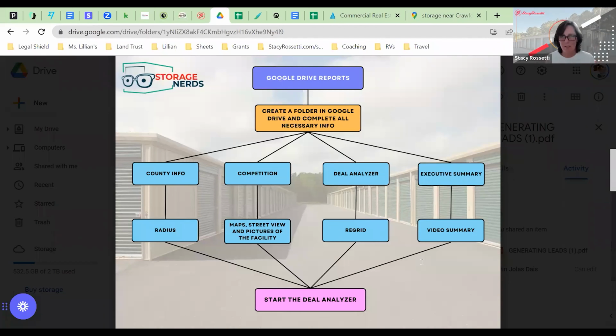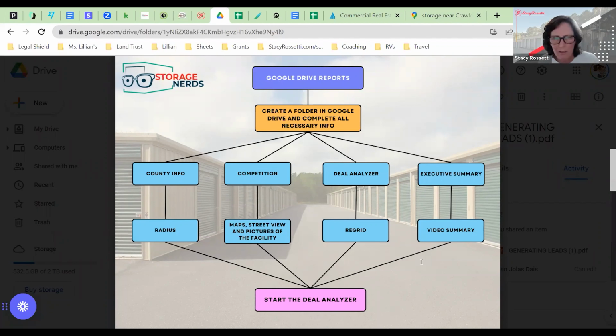Okay, I won't go in deep into that now, but essentially all the information that you need in order to run deal analysis is going to go into that folder. Also things like, we use Regrid, how are the boundaries, what does the competition look like, because you have to do a competitive analysis. What do the demographics of the area look like? This kind of stuff, right?